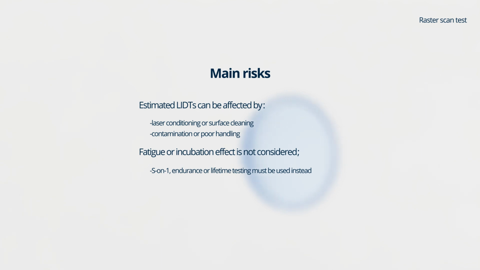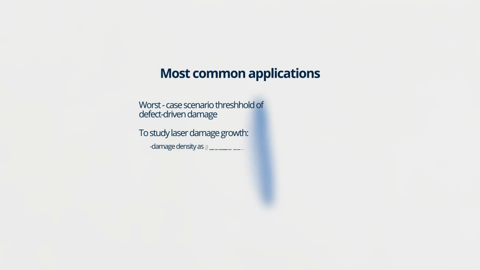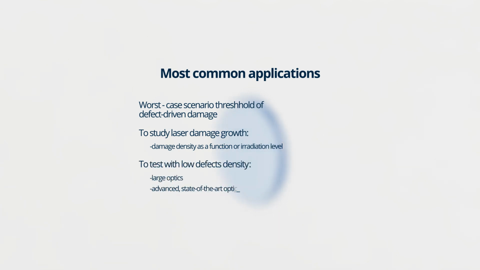Nevertheless, the raster scan procedure, being most sensitive to defect-driven damage, typically provides the smallest thresholds among all the testing procedures. The main application of the raster scan procedure is worst-case scenario testing of samples with low defect density. This procedure is also widely used to test large optical elements, since there is no other way to minimize the risk of costly unexpected failure. Furthermore, it is a great tool to investigate defect density and laser damage growth. Thus, the raster scan application for LIDT measurements is gaining popularity every year.